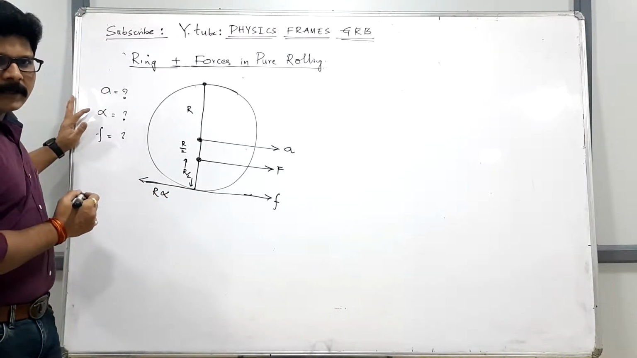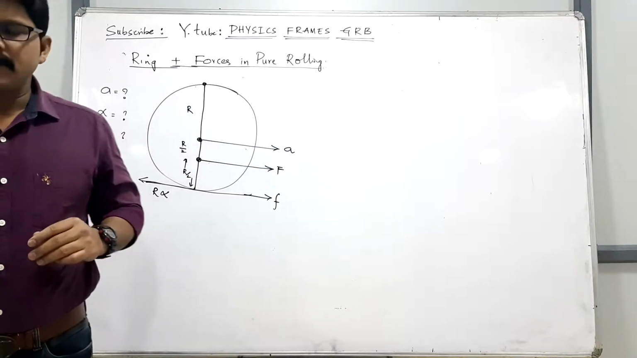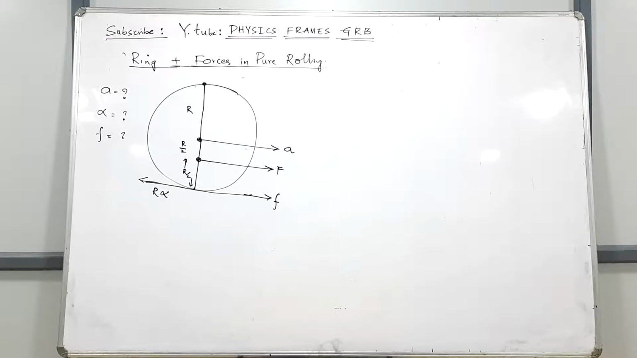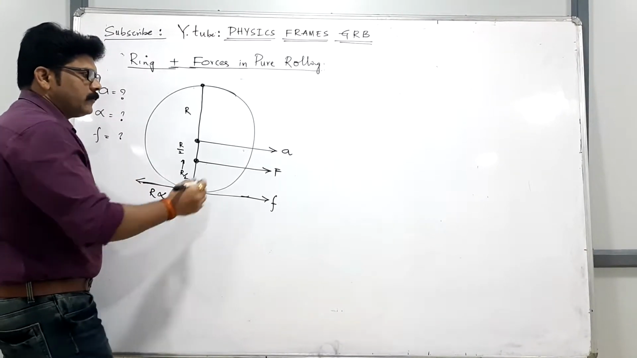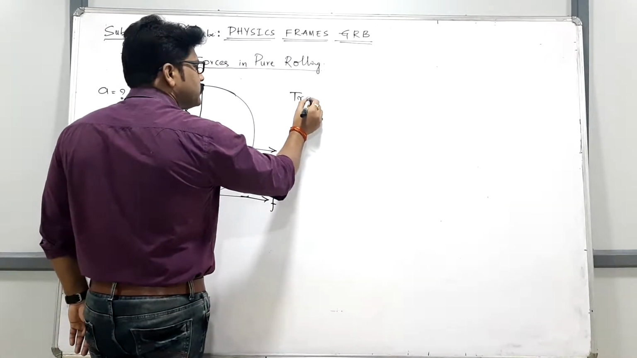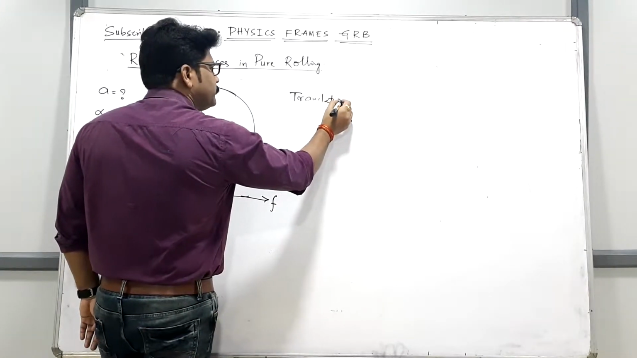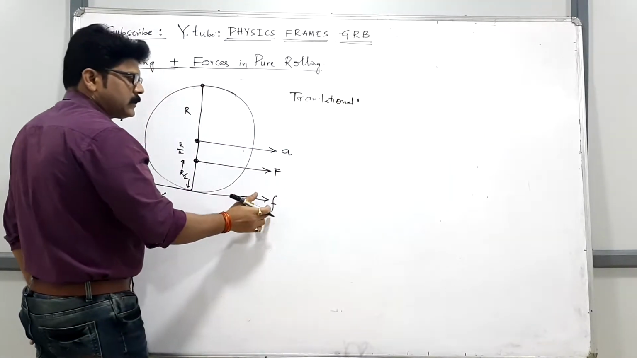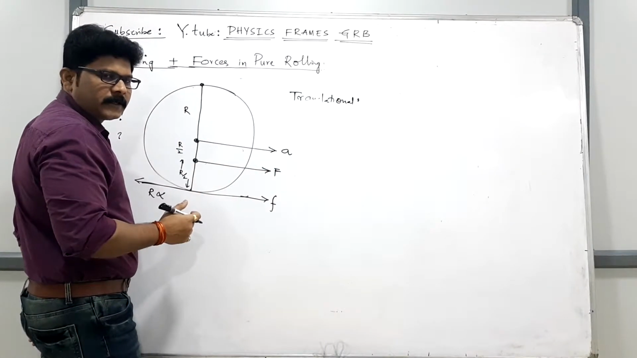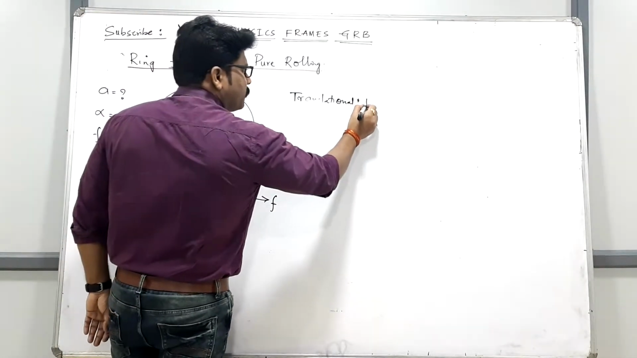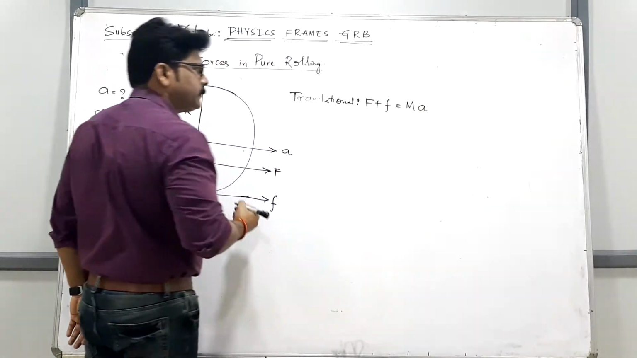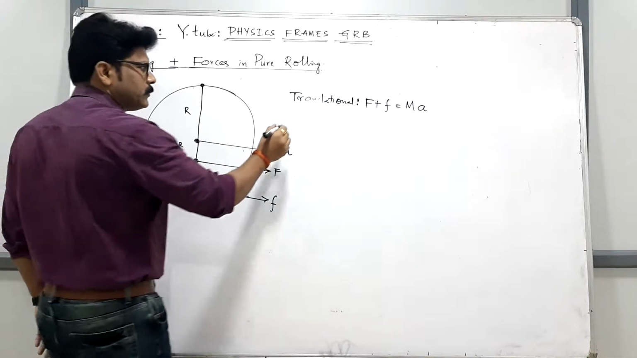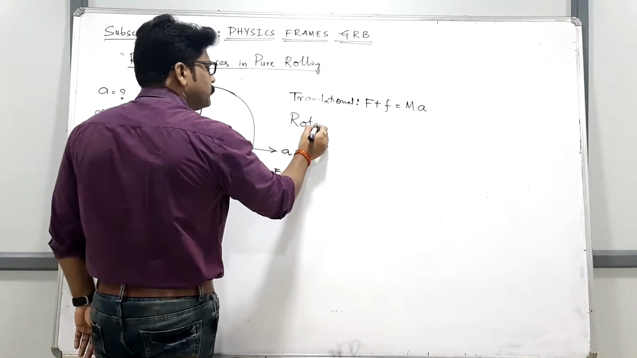What is the frictional force? If the frictional force is positive, then it will be in the forward direction. If it is negative, it will be in the backward direction. Right? Now let us start. For translational motion, F plus f is producing a linear translational motion. That is F plus f, both in the same direction, equals M into A. Right? Now rotational motion.